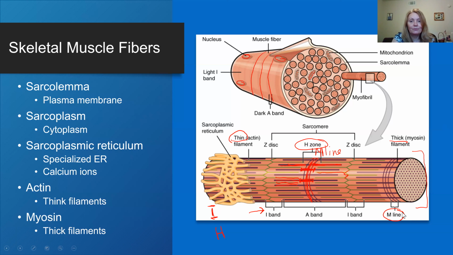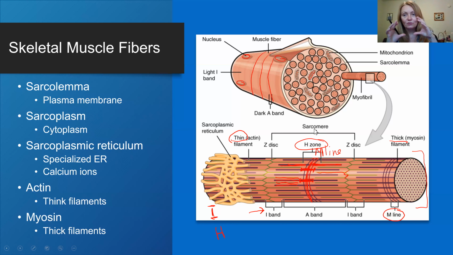So to sum up, inside the sarcomere of a muscle fiber, you have the organelles of a regular cell, like nucleus, mitochondria. Instead of cytoplasm, you have sarcoplasm. You have sarcoplasmic reticulum.